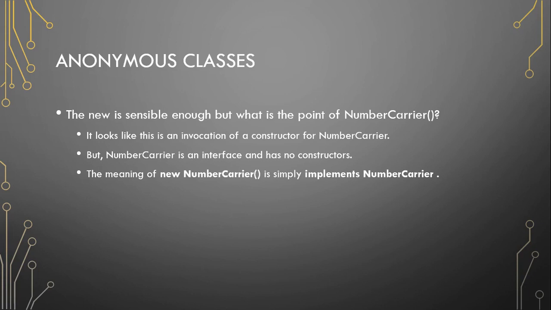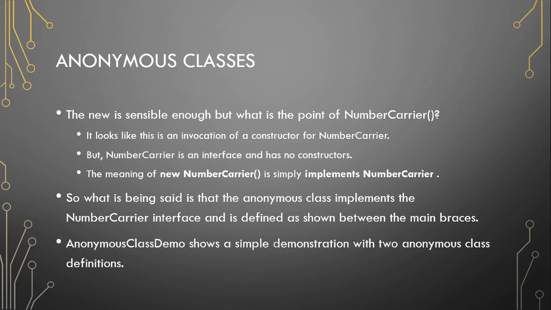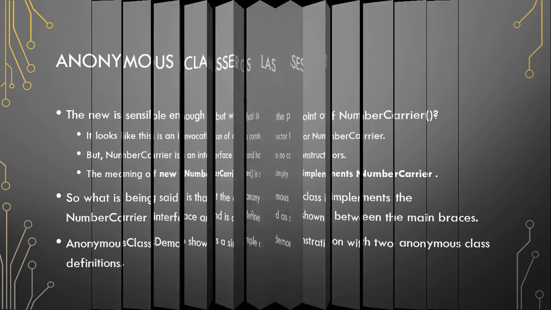It looks like this is an invocation of a constructor for a NumberCarrier. But NumberCarrier, if you remember, is not a class, it's an interface. Therefore, it doesn't have constructors. Well, the meaning of new NumberCarrier is simply implements NumberCarrier. So when Java sees this with an anonymous class, it actually doesn't mean make an object of that class. It's saying, hey, implement this interface. So what's being said is that the anonymous class implements the NumberCarrier interface and is defined between the main braces. Now, the anonymous class demo will show us a simple demonstration with two anonymous class definitions.